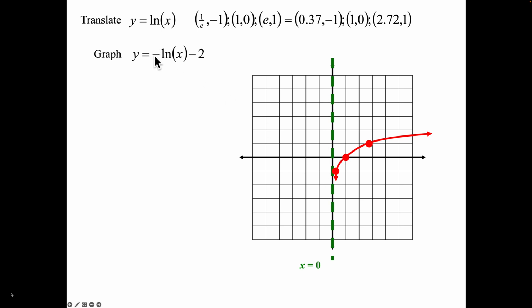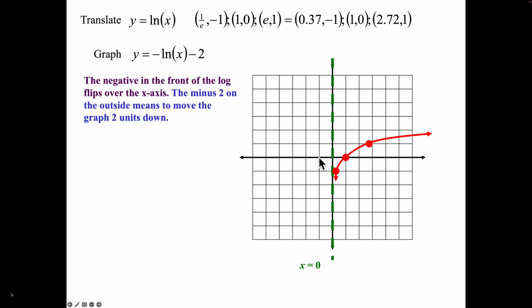Flip, it's on the outside of the natural log. I have to flip up and down, so it's going to go over the x-axis. So we'll flip that real quick. There we go. And then the minus 2 says all the purple points, you go down 2 squares. Draw my curve, and there's my equation represented on the graph. I guess I should say there's my graph, not there's my equation.